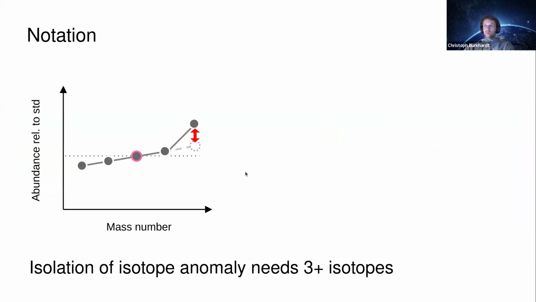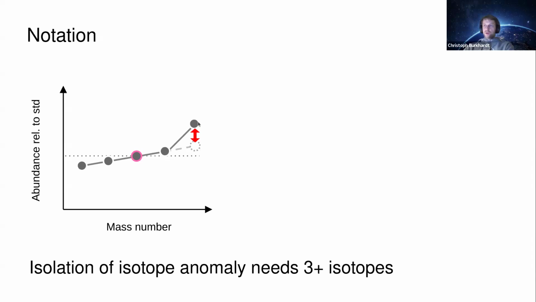Okay, now just a bit on notation. In order to isolate an isotope anomaly from mass-dependent behavior, we need at least 3 isotopes, because if you have only 2 isotopes, this one and this one, then we cannot differentiate if this variation is mass dependent or mass independent.